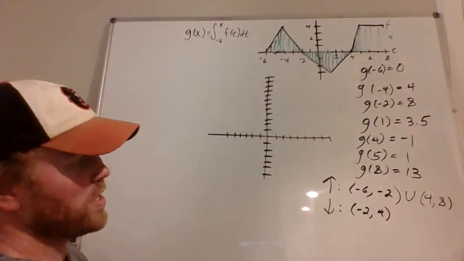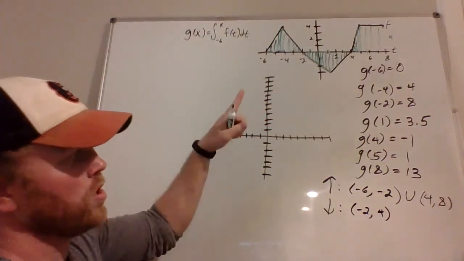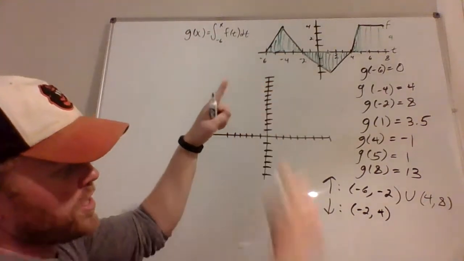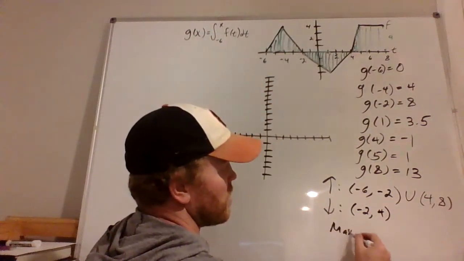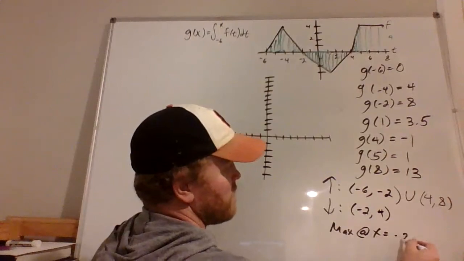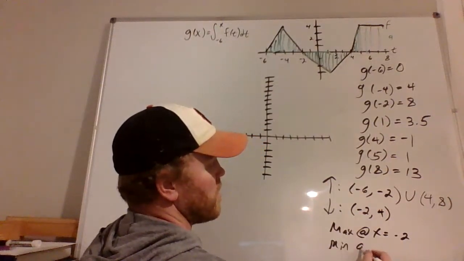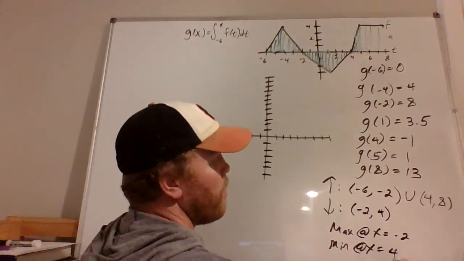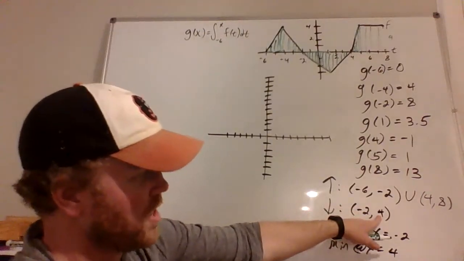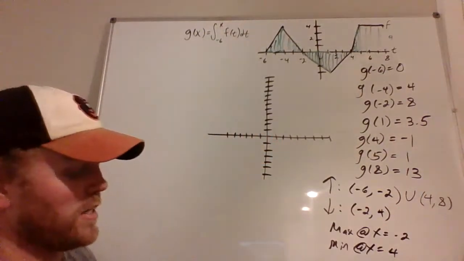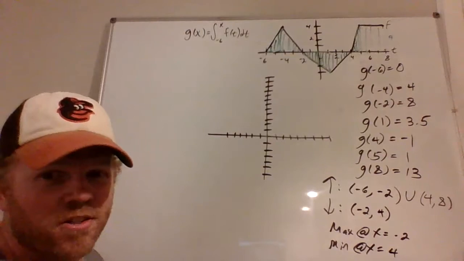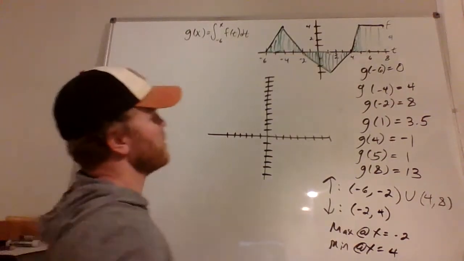And since we increase from -6 to -2, we reach a max when we start decreasing. So your max is going to occur at x equals -2, and your min is going to occur at x equals 4, because that's when we end our decrease and start our increase a second time. Might be easier to see that on the little sketch, so let's make the little sketch.